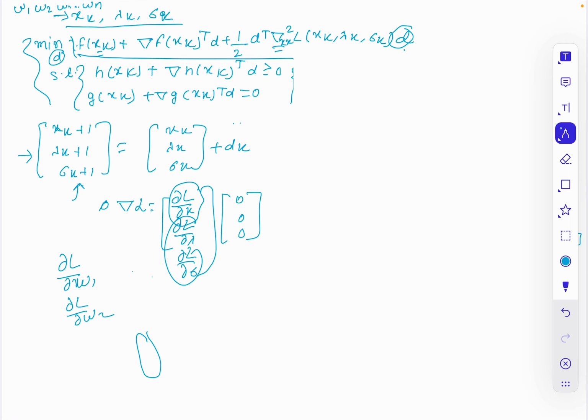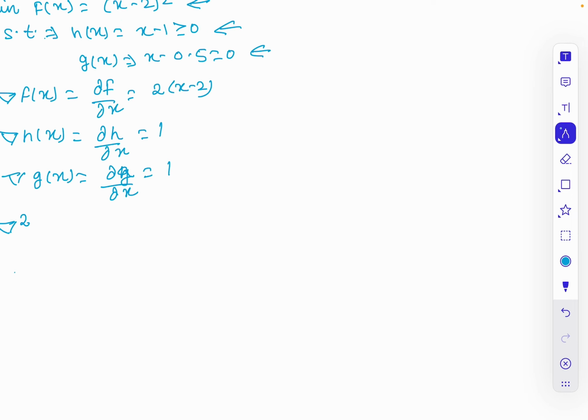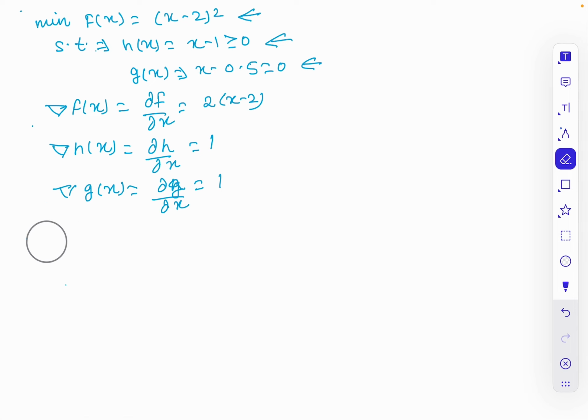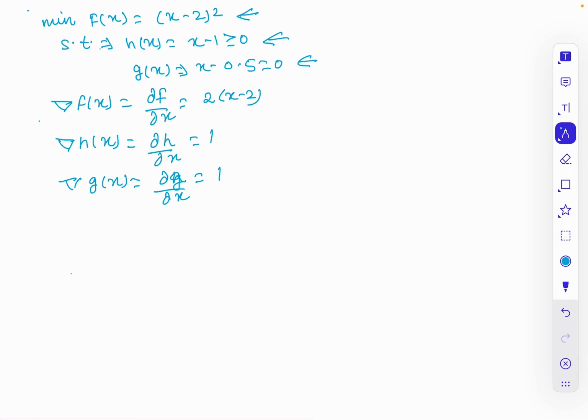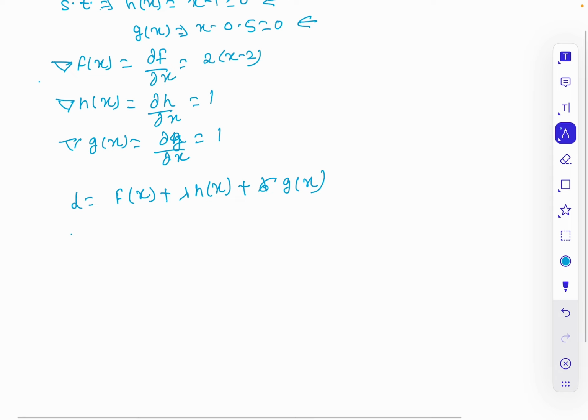So first of all, what is the Lagrangian? Let us write it. The Lagrangian in our case will be f(x) plus lambda h(x) plus sigma g(x). And what is the Lagrangian?